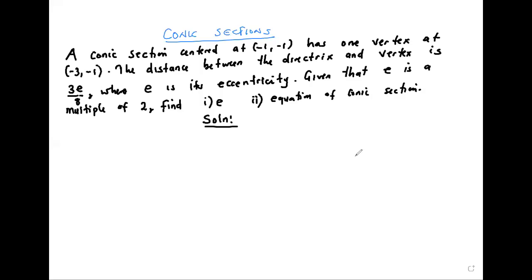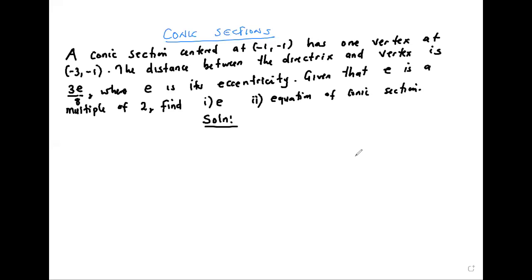Okay, so here's another question. The conic section is centered at (-1, -1), and it has one vertex at (-3, -1). The distance between the directrix and the vertex is 3e/8, where e is its eccentricity. Given that e is a multiple of 2, find e, and then secondly find the conic section equation, of course.